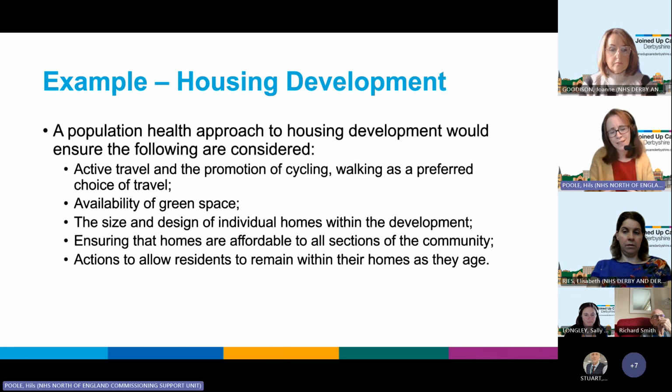So that obviously there's the feeling of space and they're not all kind of crowded together, that kind of thing. Ensuring that the homes in those developments are accessible to everybody within those sections of society. And as we mentioned before, allowing residents to remain within their homes as they age.